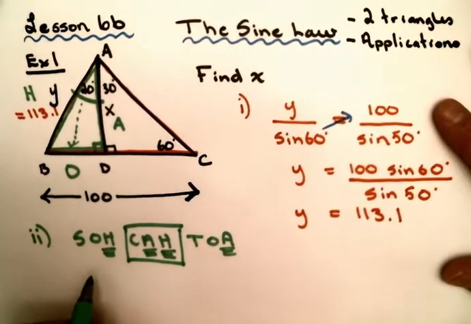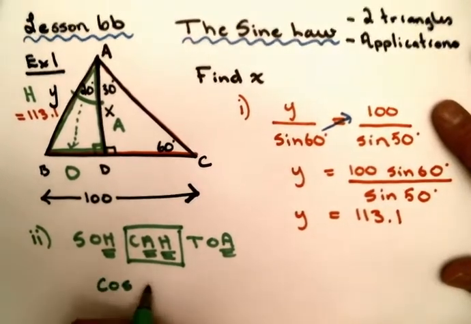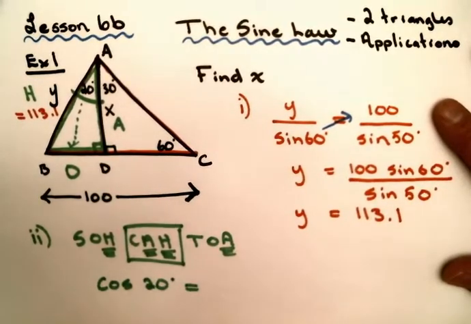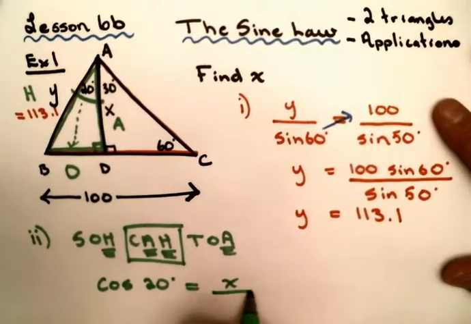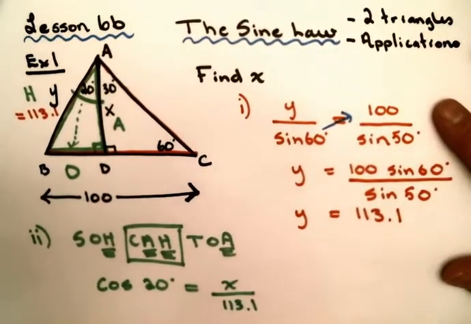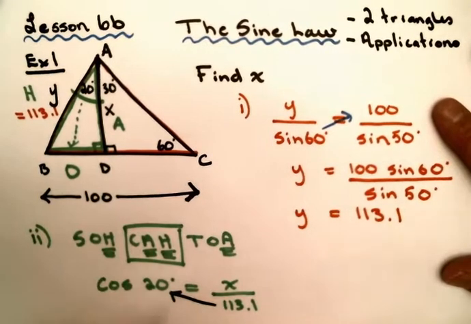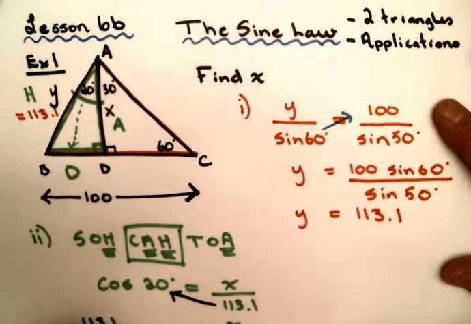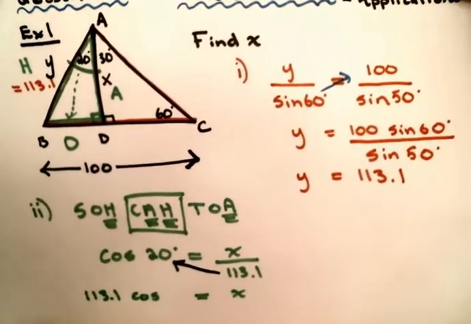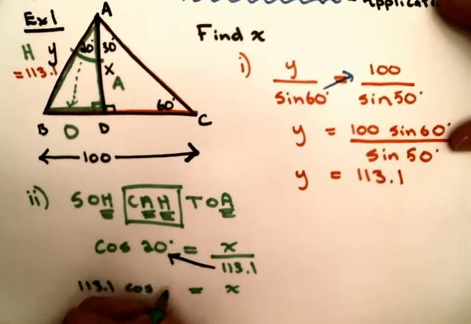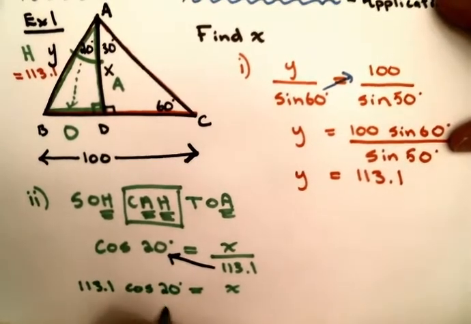Okay, so here it is. The cosine of 20 degrees is the adjacent side divided by the hypotenuse. The adjacent side is x. Hypotenuse is 113.1. Okay, I can cross multiply this over there, and you would get the following: 113.1 cos 20 degrees, and that goes in your calculator.